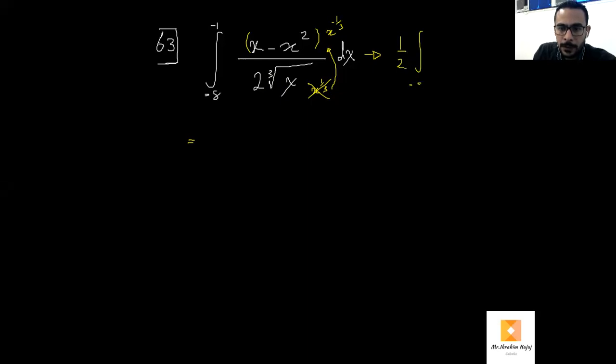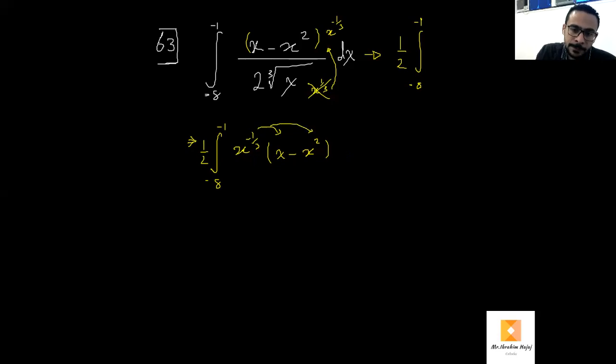It's -8 and here -1. Let's do it here since there's no space. From -8 to -1, half, x to the power of -1/3 multiplied by x minus x squared, with nothing in the denominator now. And this is your main goal, to make the denominator 1, no fraction. Good. And then the distributive property.